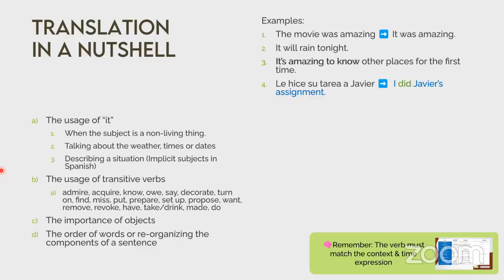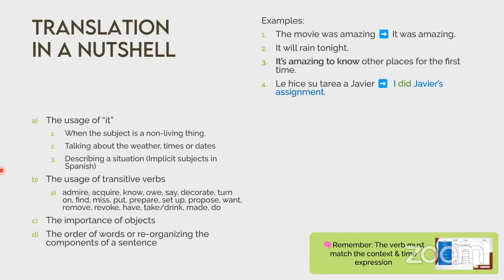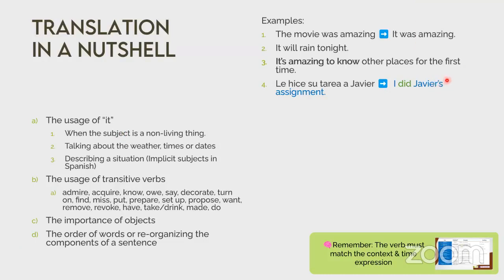The other possible solution is "I did the assignment of Javier." Exactly, that's another one. But that is definitely more basic. It's not common, not the best option. I need you to exercise the apostrophe s. This section is super important to start using, especially for this level.